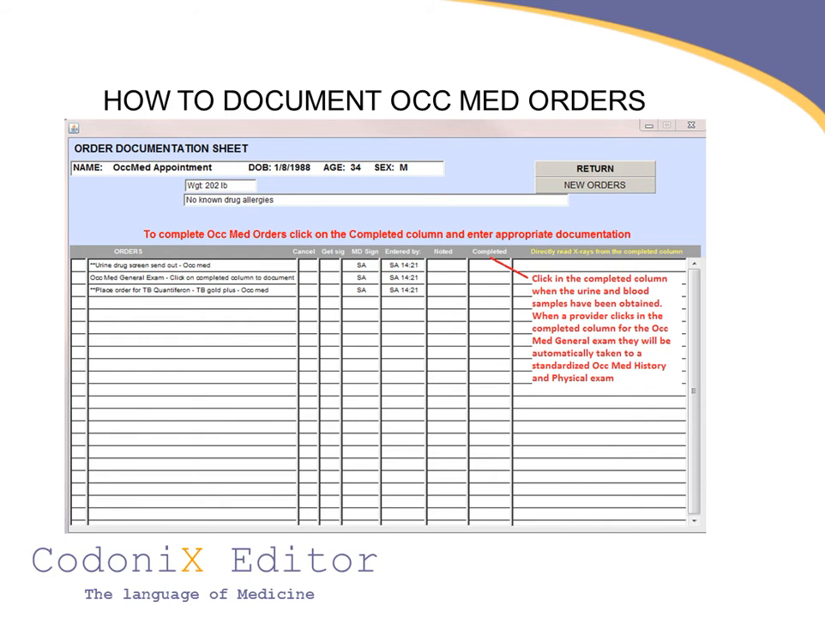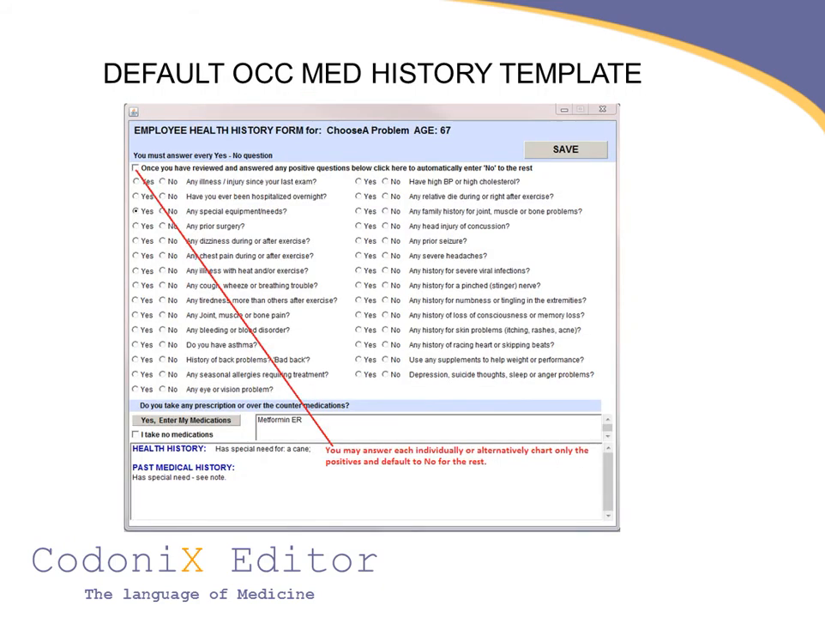This is the order documentation screen. By clicking in the completed column, you can complete the exam. When the urine and blood samples are obtained, click on the completed column. When a provider clicks on the completed column for the Occ Med general exam, they will be automatically taken to a standardized Occ Med history and physical exam.